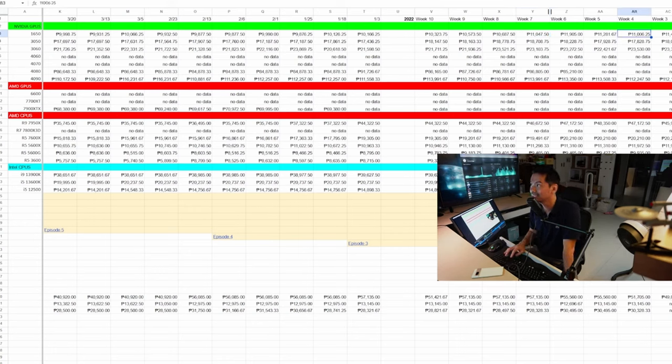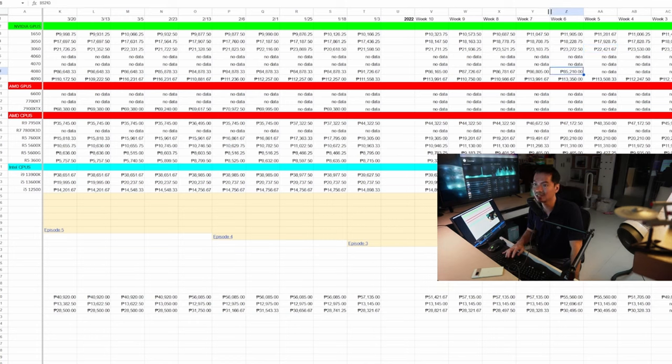Pero yung previous data niya was already there. Week 4, 11,000. Week 5, 11,200. Bumalik sa 11K first week of December. Same story for the 3050. Actually, slight increase pa nga for the 3050. For the 3060, very small price decrease from November. There was even a price increase at the end of November compared to how it was like the third week of November.